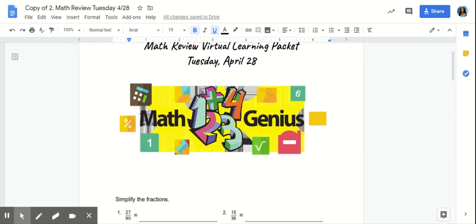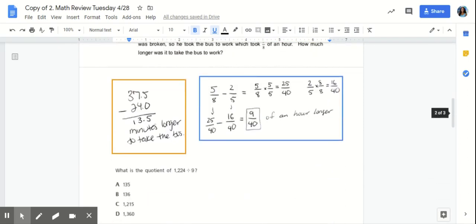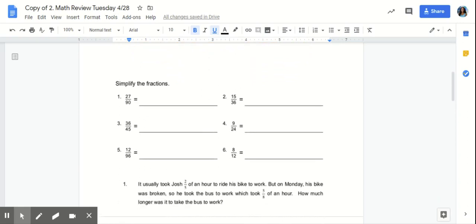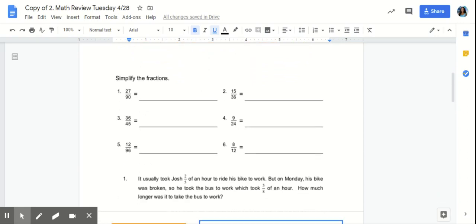Before we get started, though, make sure you have all of your materials, your writing utensils, and scratch paper. And you also should have completed this entire practice page and then coming back to review your work with me. If you haven't done that, do that now, and then come back. Welcome back.